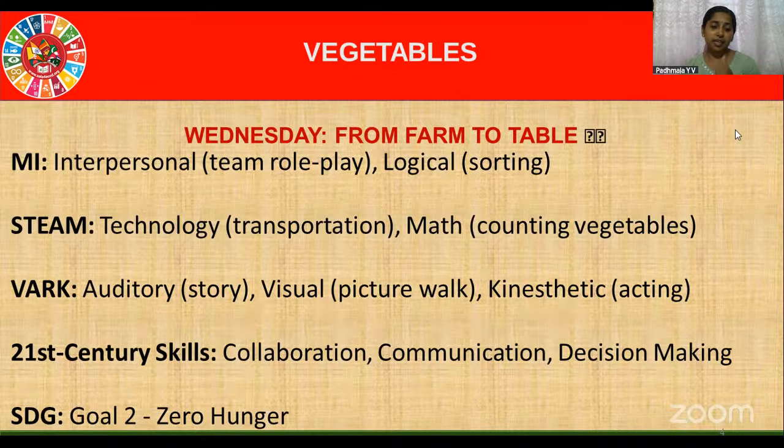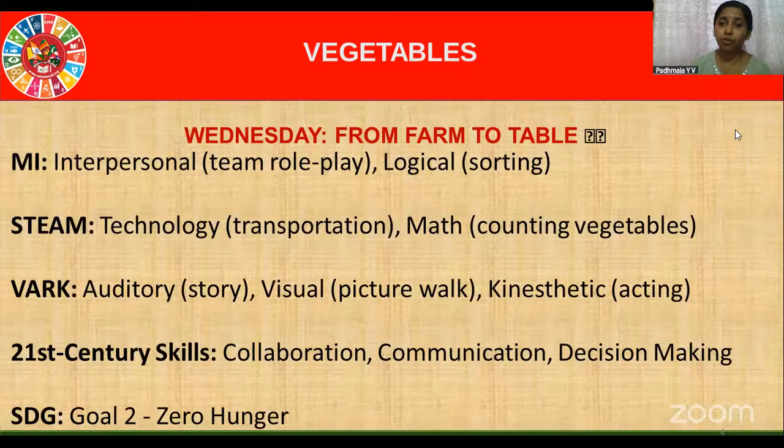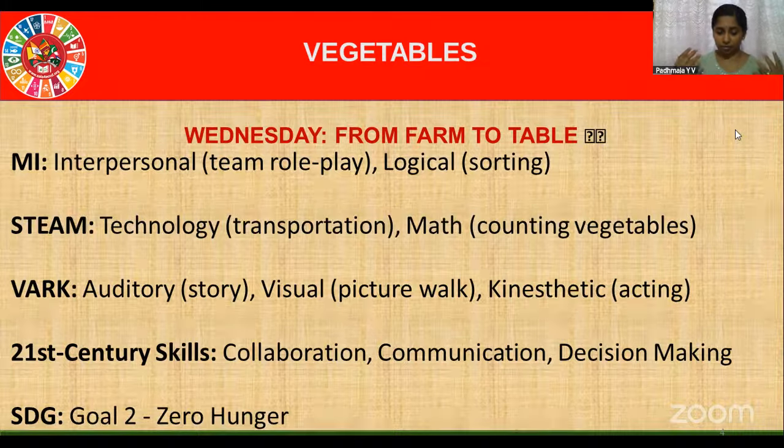Then the SDG goal here, zero hunger. Nobody should be left out with an empty stomach. Every day before they start eating, they will have to thank the farmer for making our day without leaving an empty stomach.